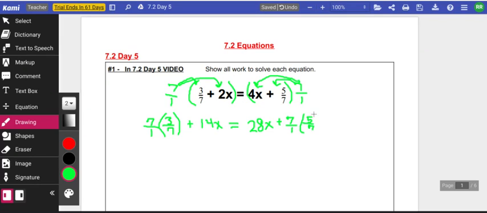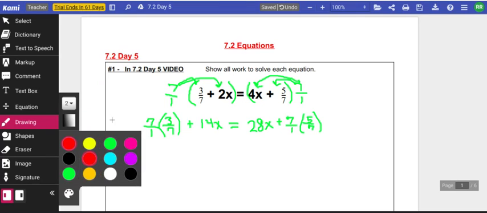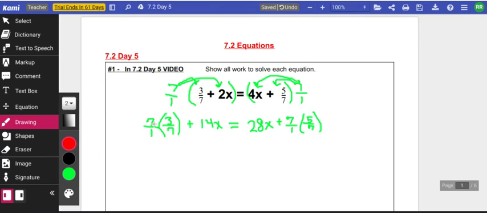Okay, now I'm going to go through and cross simplify. Okay, so on the left side, I have 7 times 3/7. I see that I have a 7 in the top and a 7 in the bottom. So these would cross simplify to 1, right? Because 7 over 7 is 1. So I have 1 times 3, that is 3. I'm going to bring the positive 14x down. So I'm going to write plus 14x. Bring the equal sign down and bring the 28x term down as well.